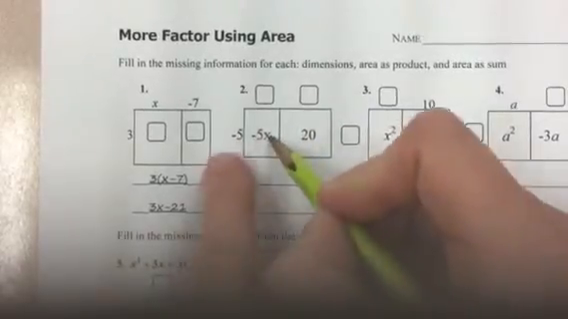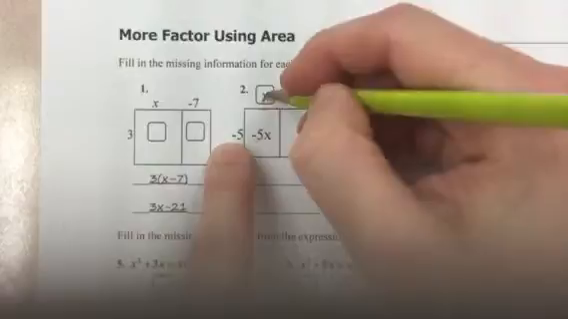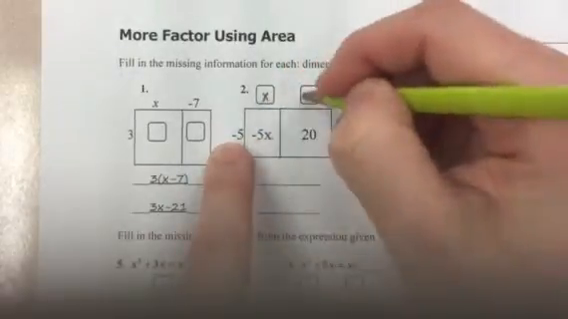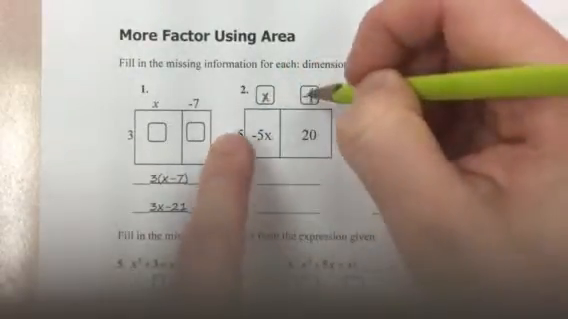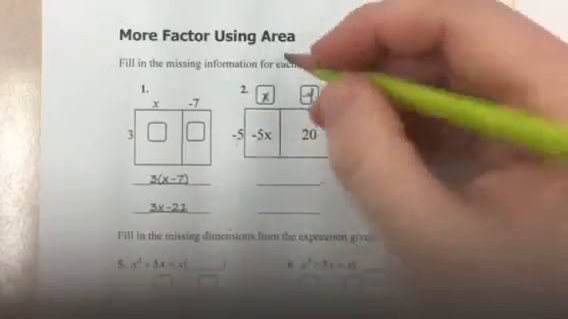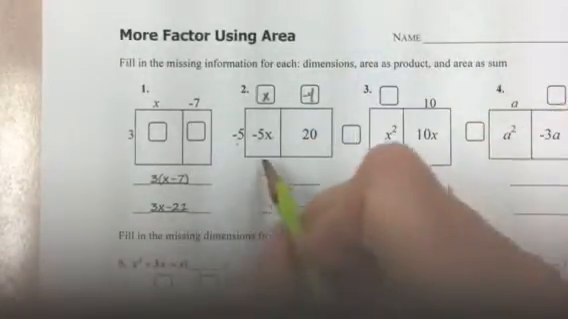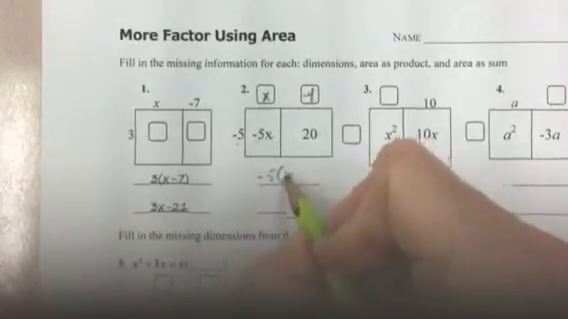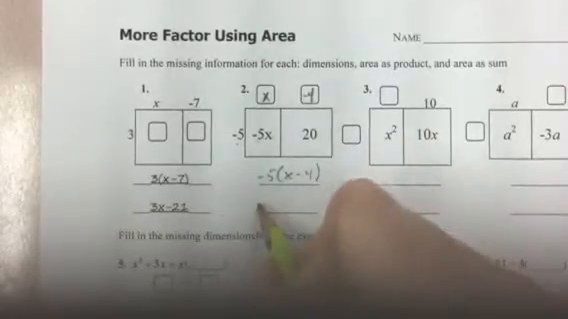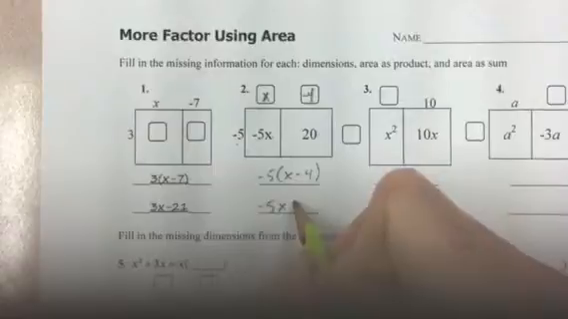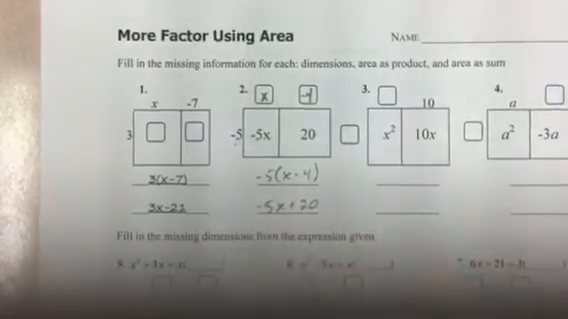If I take a -5 out here, I'd have to multiply by an x here to get that in the middle, and I would have to multiply by a -4. -4 times -5 is +20. So if I write it in two different ways, I can write the area as a product as -5 times x minus 4, or I could write it as a sum as -5x plus 20.